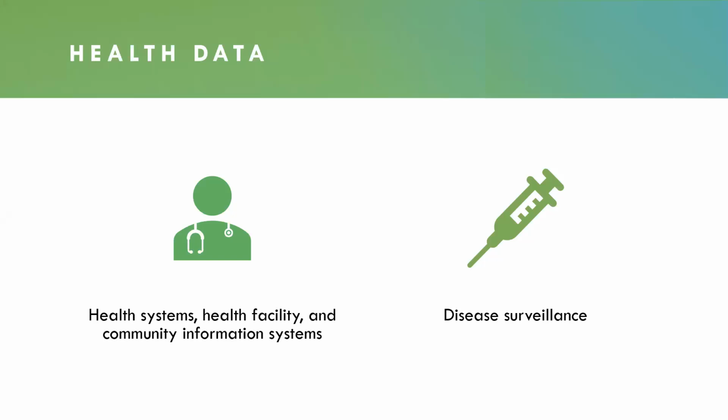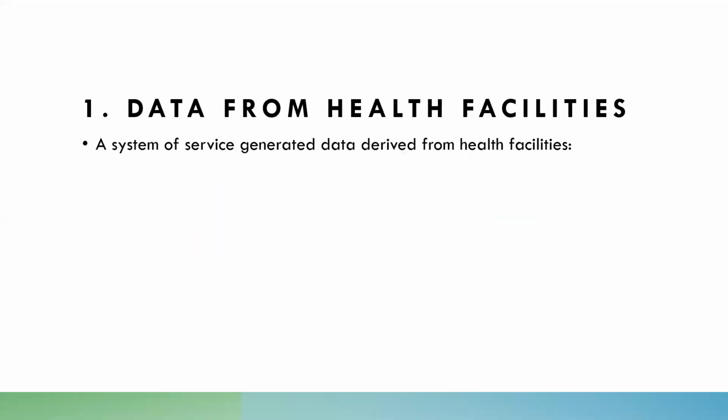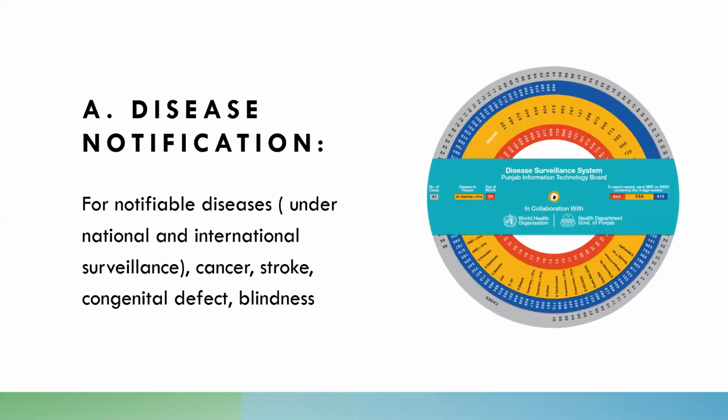Now, second was the health data. For the health data, in Pakistan, two sources are used. One is the data from the health facilities, and the second is the disease surveillance. Data from the health facilities is generated through a proper system, and it includes first of all the disease notification system.